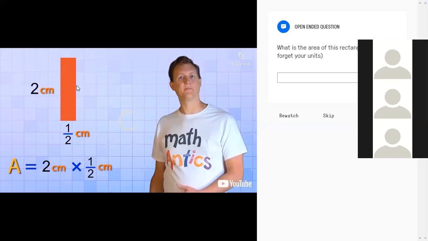2 times 1/2 equals what? Keep in mind, we are multiplying by a fraction. All right?